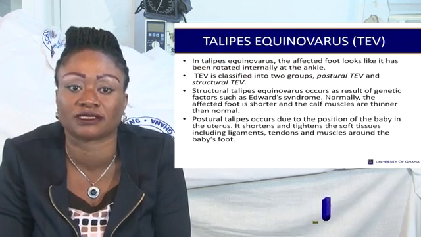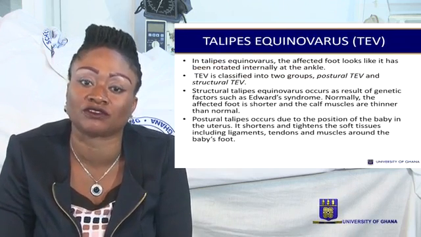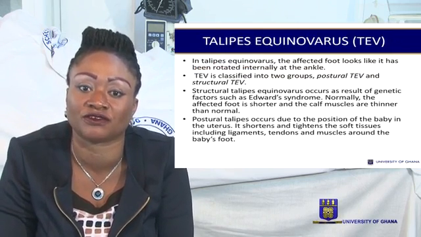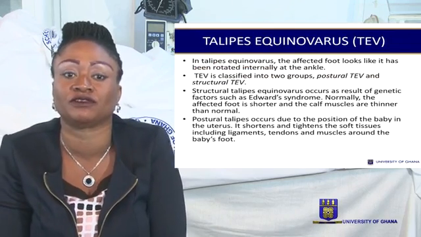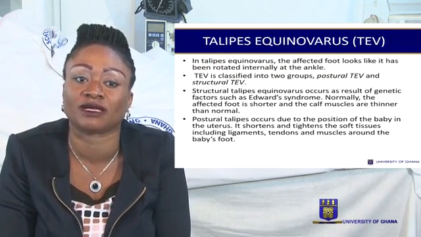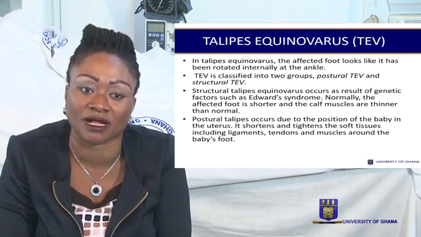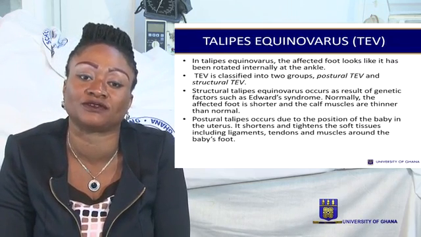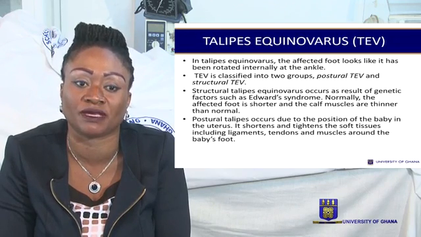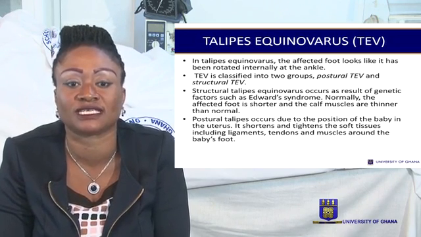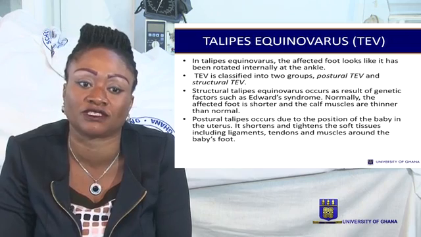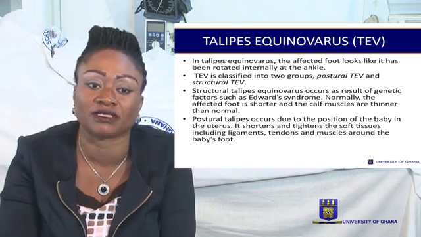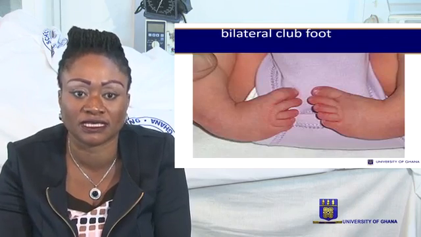The structural Talipes equinovarus occurs as a result of genetic factors such as Edwards syndrome. Normally, the affected foot is shorter and the calf muscles are thinner than normal. And postural Talipes, on the other hand, occurs due to the position of the baby in the uterus. It shortens and tightens the soft tissues, including ligaments, tendons, and muscles around the baby's foot.